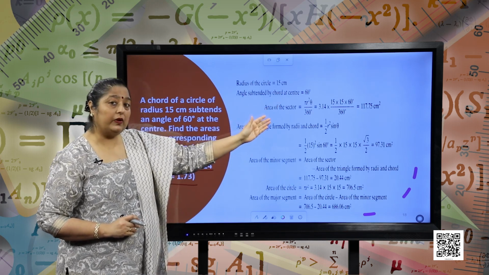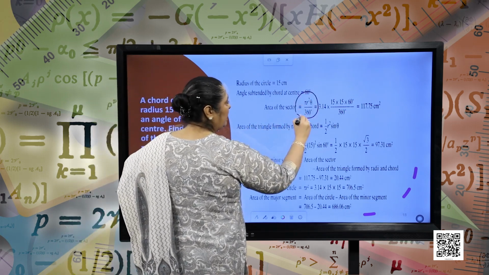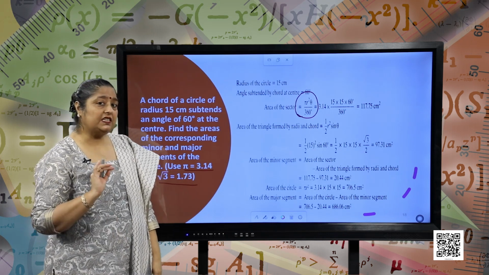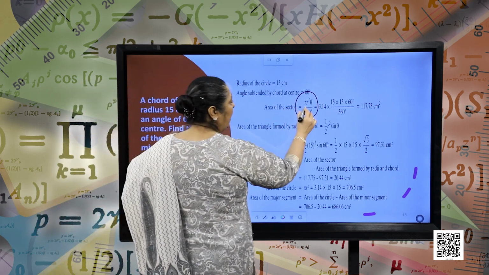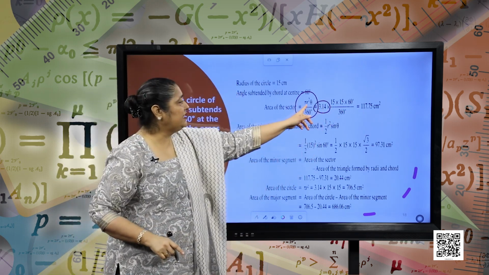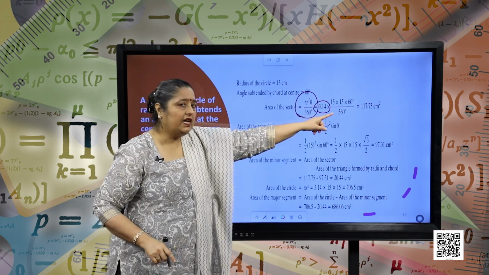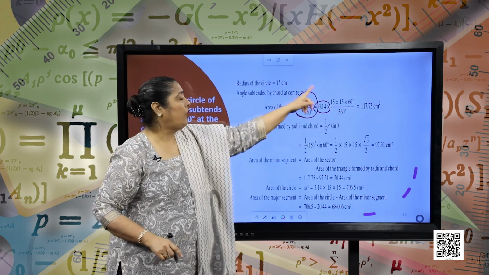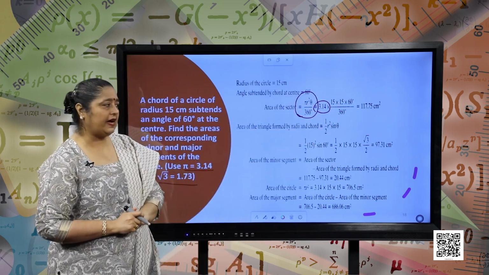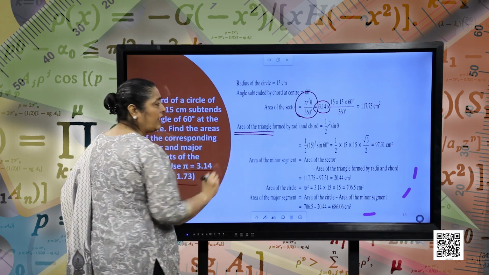Area of the sector, we know the area of the sector is pi r square theta divided by 360. Substituting the value, we have pi as 3.14, it is given in the question, and radius as 15 into 15, theta as 60 degree divided by 360. Calculating it further, we have 117.75 centimeter square.